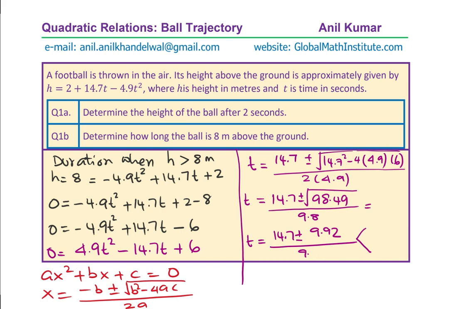The denominator is 9.8, approximately 10. And then 14.7 minus 9.92, right? So 14.7 plus 9.92 divided by 9.8, we get one answer, which is 2.51. So let me round it to 1 decimal place, 2.5. The other one is 14.7 minus 9.92, and then divide by 9.8, right? Put the numerator in brackets. So we get 0.48, right?